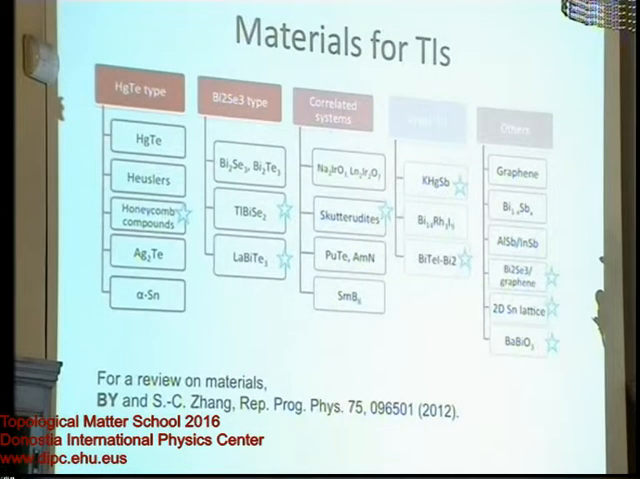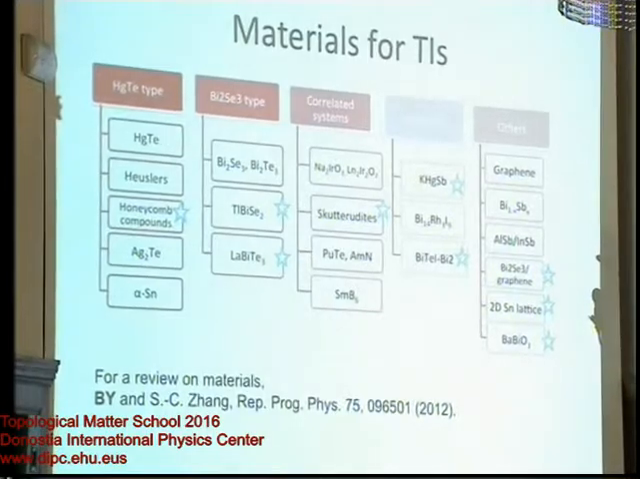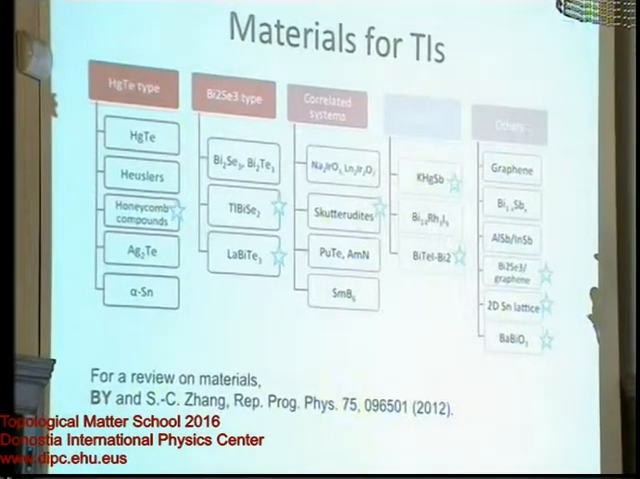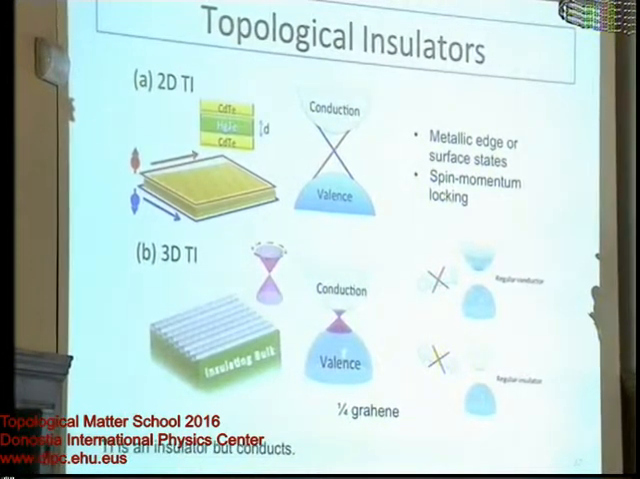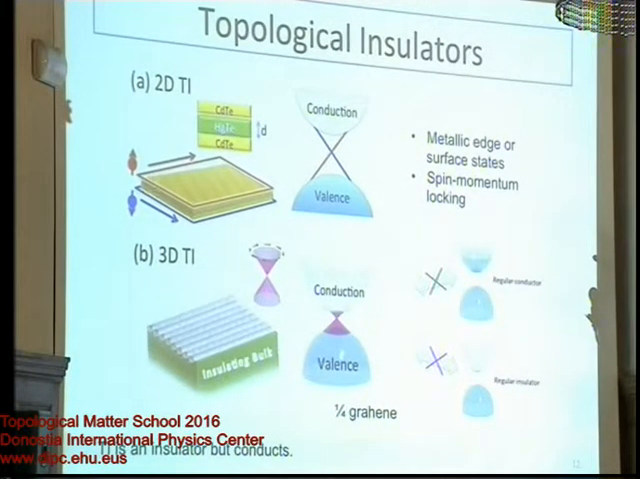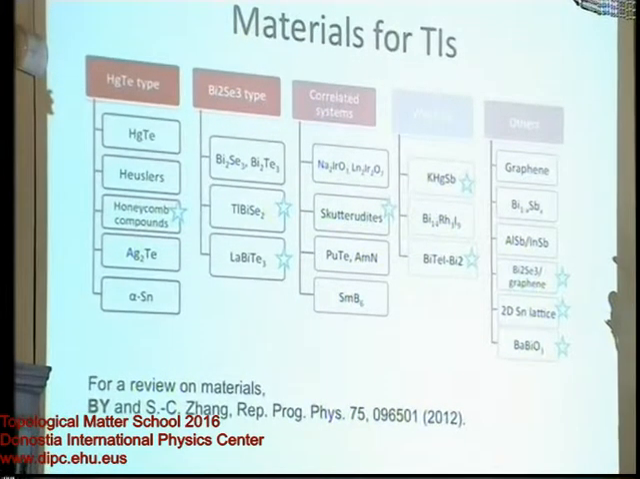So far, can these states be realized in real materials? Yeah, sure. The first one was actually realized in mercury telluride, in a 2D quantum well structure, where the edge state was observed in transport. Later, more and more materials have been discovered, especially this family, the bismuth telluride family, and then many more materials.